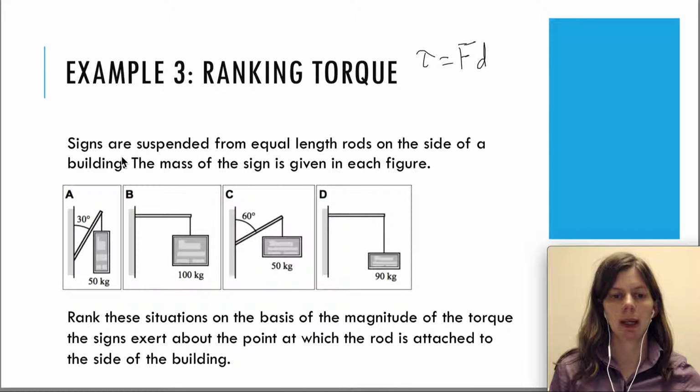This example says signs are suspended from equal length rods on the side of a building. The mass of the sign is given in each figure. Rank these situations on the basis of the magnitude of the torque the signs exert about the point at which the rod is attached to the side of the building. So what this is saying is that the pivot point is where the building is. So that's the point about which the object is being rotated. It's the axis of rotation. So we're trying to find the torque exerted by each sign and then just rank them from biggest to smallest.